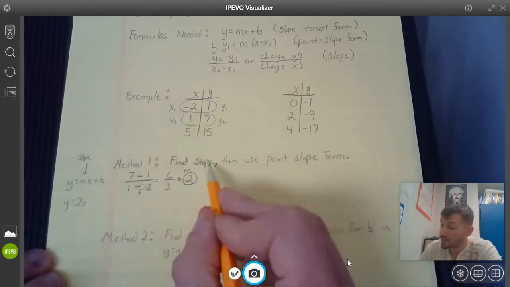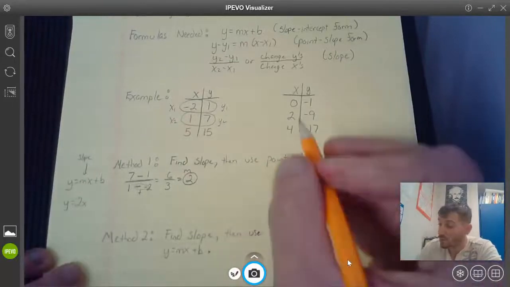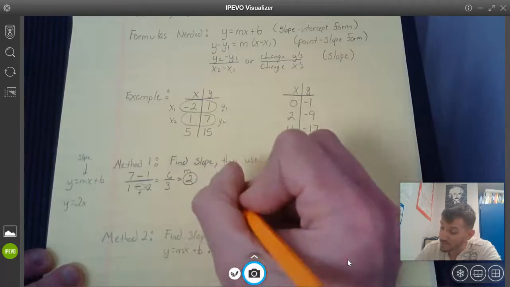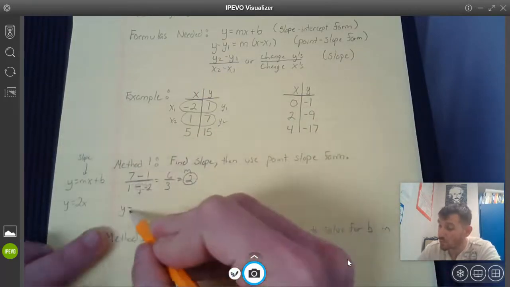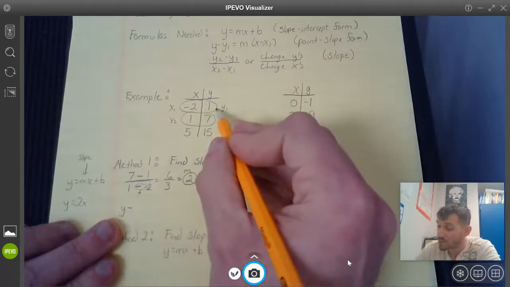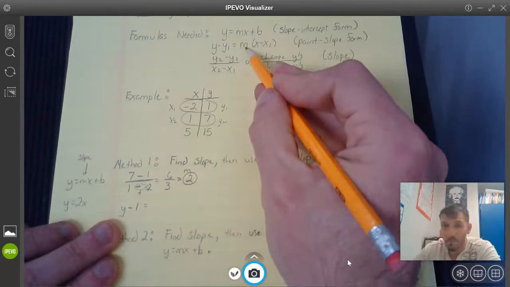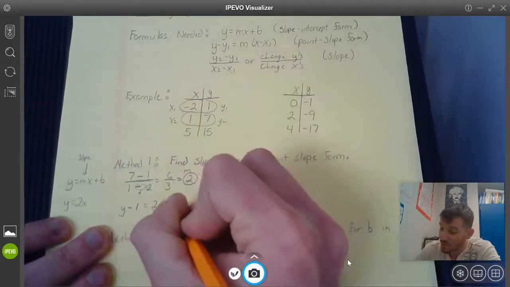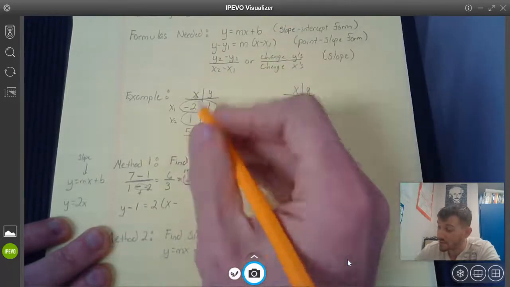So after we found slope, now use point-slope form. So I'm going to go here and look at my point-slope form. And it says that it is y minus y1. Well, what's our y1? Our y1 is 1. Equals m. M is our slope. We found it. It was 2. Times x minus x1. X1 is negative 2.